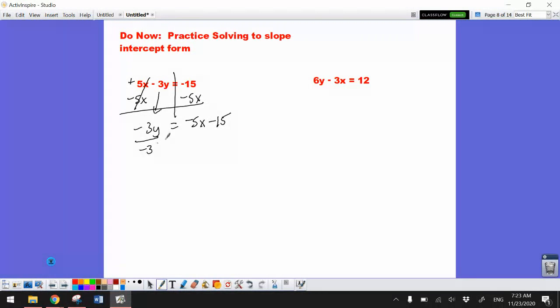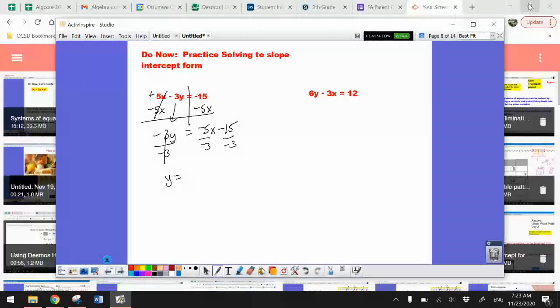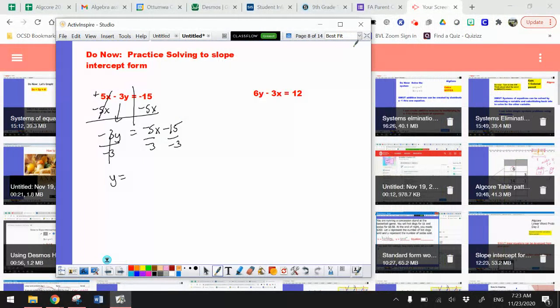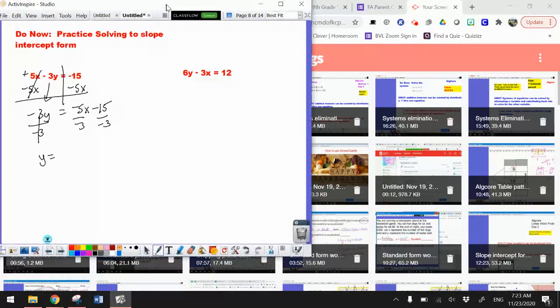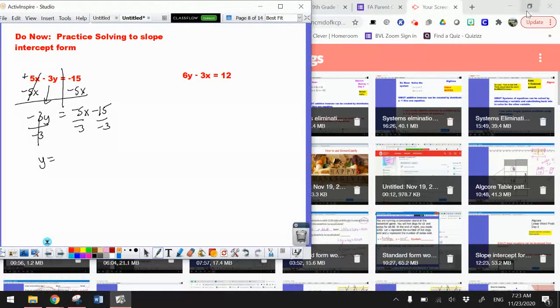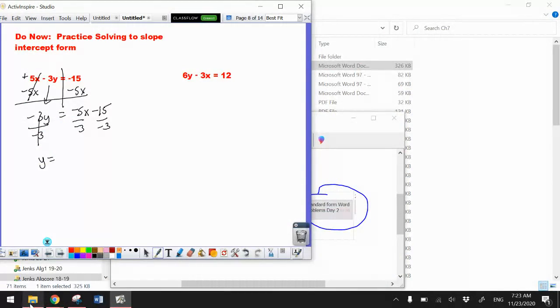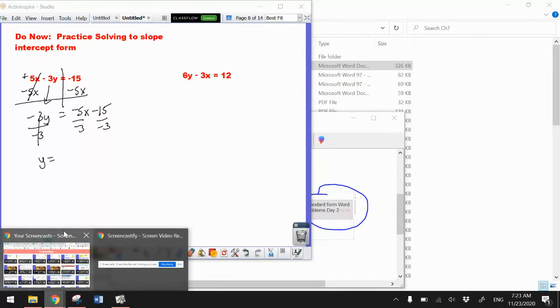Now I'm going to divide 3 times. So 3 divided by 3, that's gone. Negative 5 divide negative 3. Well, negative 5 divide negative 3, I know, is going to simplify. And so is negative 15 and negative 3. So I'm going to go ahead and pull up here my Desmos calculator so that we can look at this together.